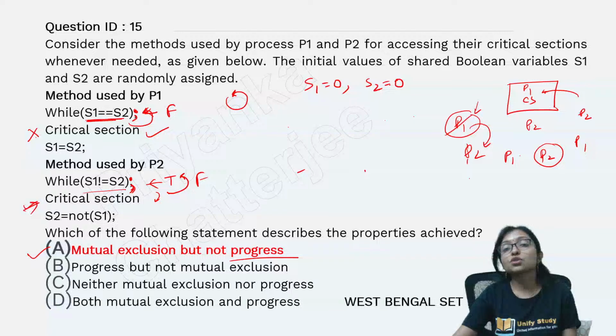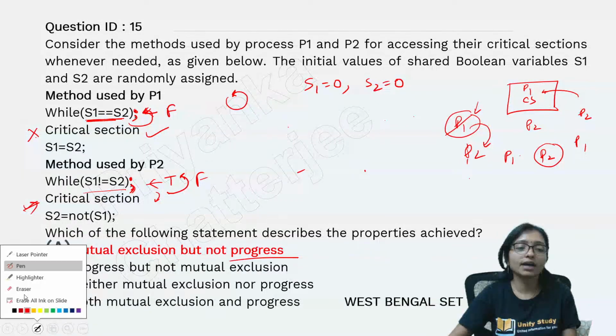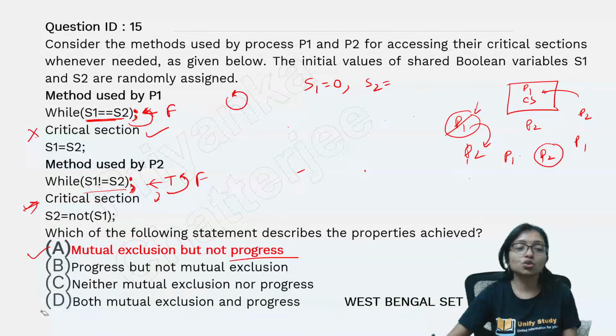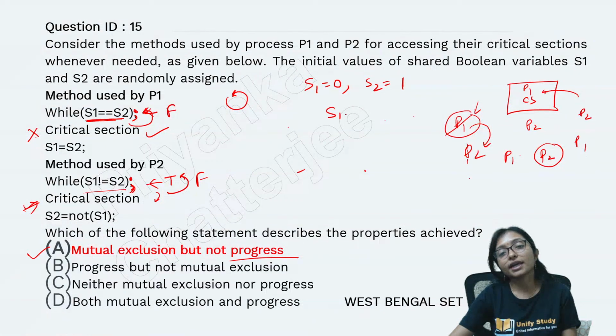Suppose initially the S1 value is 0 and the S2 value is 1. This is my initial value. Actually S1 is not equal to S2. In this situation, who will get the chance? P1 will get the chance.